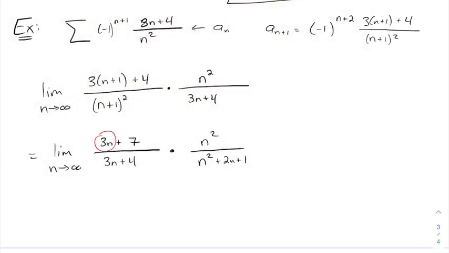This one over here gives us 1. This one over here also gives us 1. So what we get here is the limit is 1. Now what does that tell us? It tells us the ratio test is inconclusive.